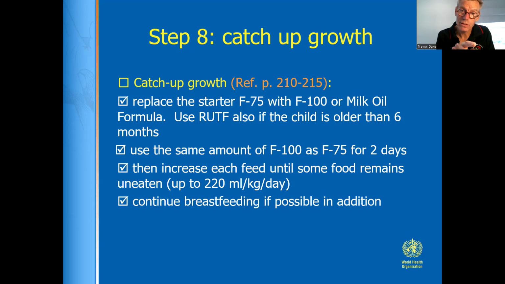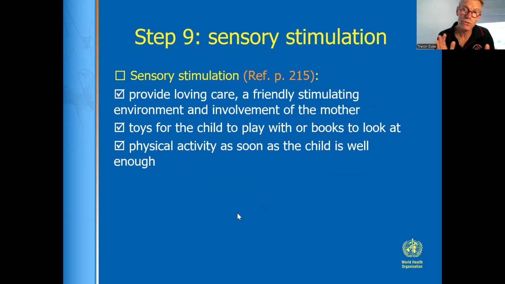That's important. When you're starting on the catch-up growth feed, the F100, then you should start with the same volumes as F75 for a couple of days, so 130 mils per kilo per day for a couple of days, and then increase the feed until you get to at least 180, 200, and even up to 220 mils per kilo per day. Once the child's stable, they'll be able to cope with that. Continue breastfeeding, as I said, as part of catch-up growth. As I said, all of these steps are concurrent. You just try to do them all the time.